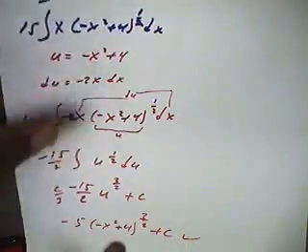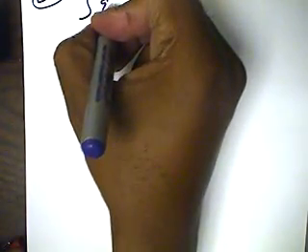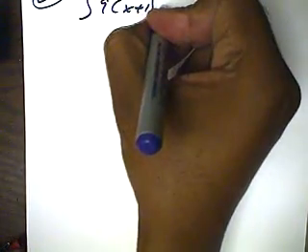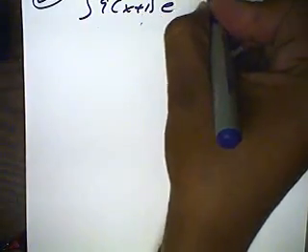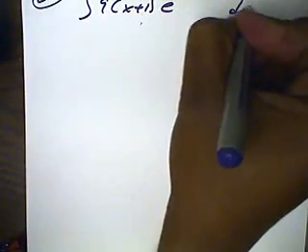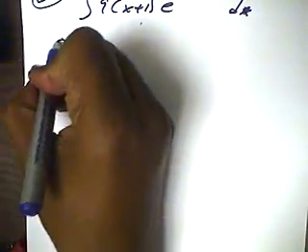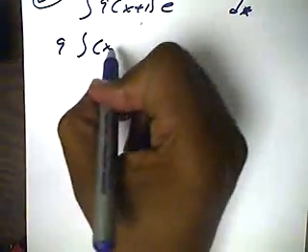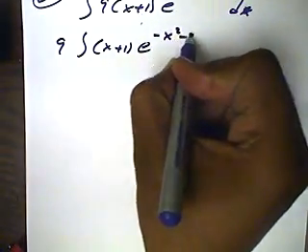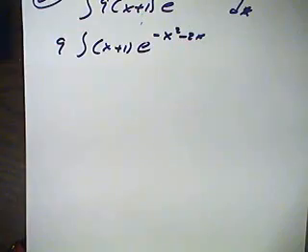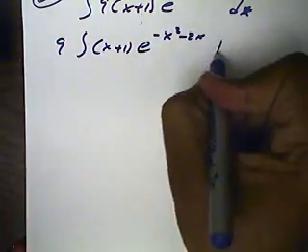Okay, number 23. Number 23 has the same nature. We have a 9 here, an x plus 1, and an e to the negative x squared plus 2x, and that's all dx. Okay, we're going to move the 9 to the outside, and we're also going to distribute this negative here. So we have negative x squared minus 2x. And don't forget the dx.